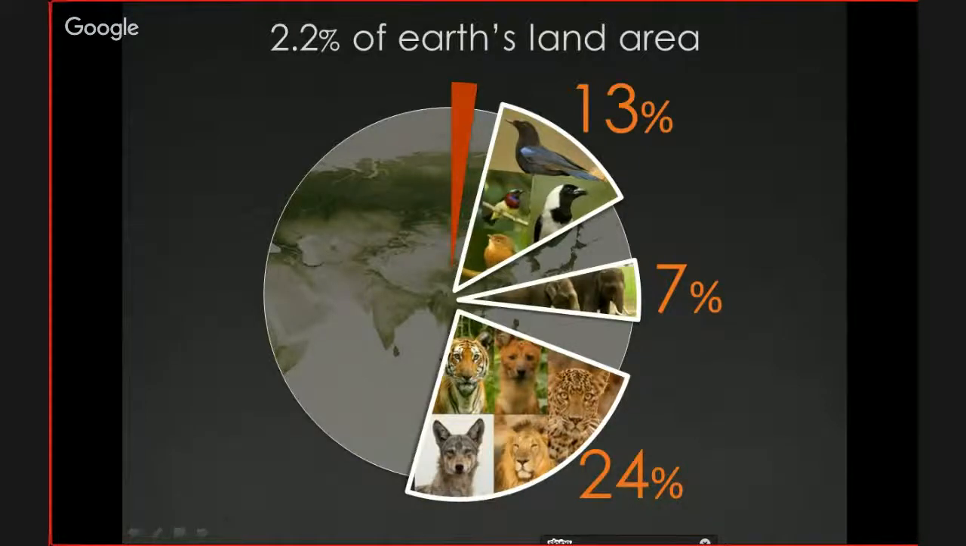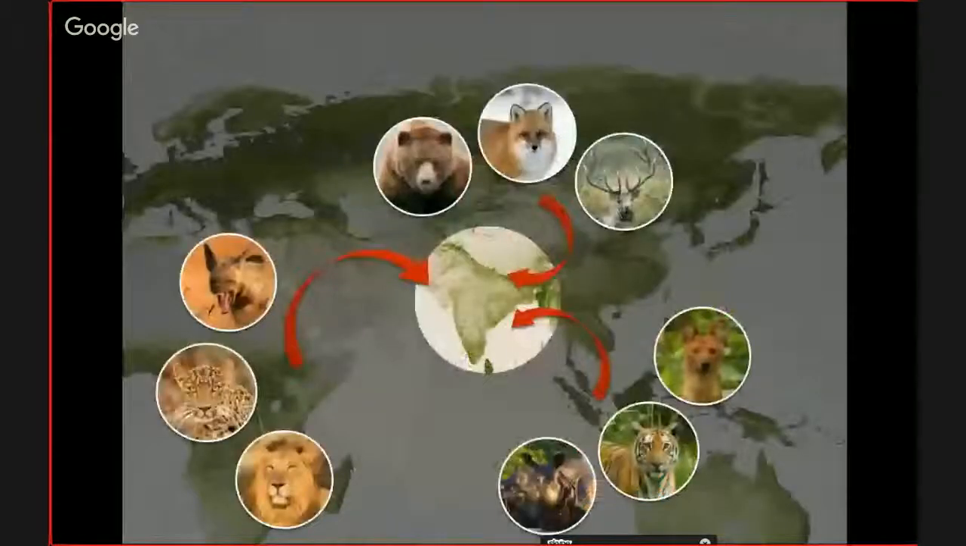We have 13% of the world's birds on just 2% of the world's land area. We have 7% of the mammals. And for a country that prides itself on vegetarianism and yoga, we have 25% of the world's carnivores. Everything is there in India. This graphic captures it in some sense.